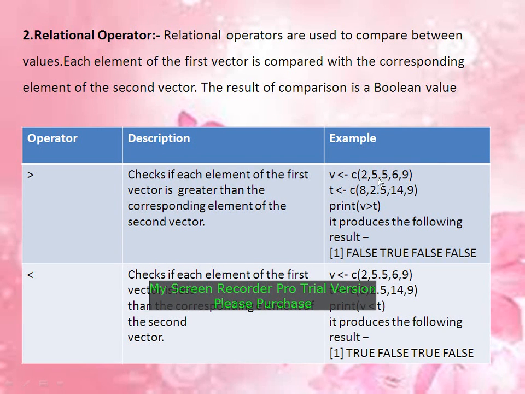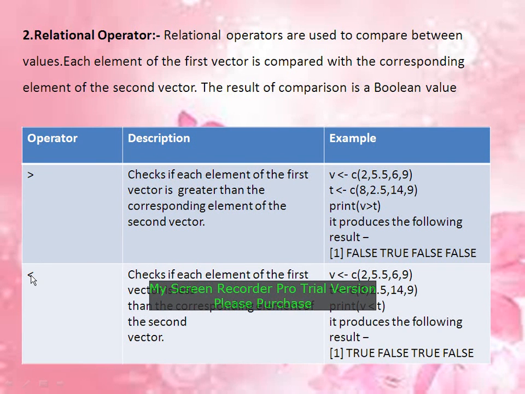So here is the example, the same vectors, 2, 5.5, 6, 9 and 8, 2.5, 14, 9. So 2 greater than 8 false, 5.5 greater than 2.5 true, 6 greater than 14 false, 9 greater than 9 false.